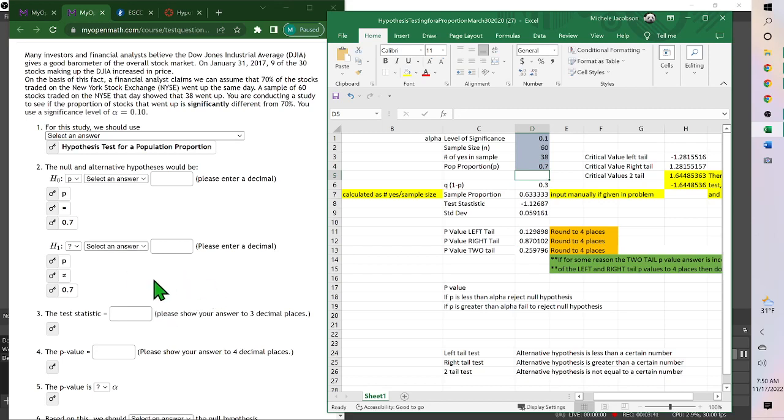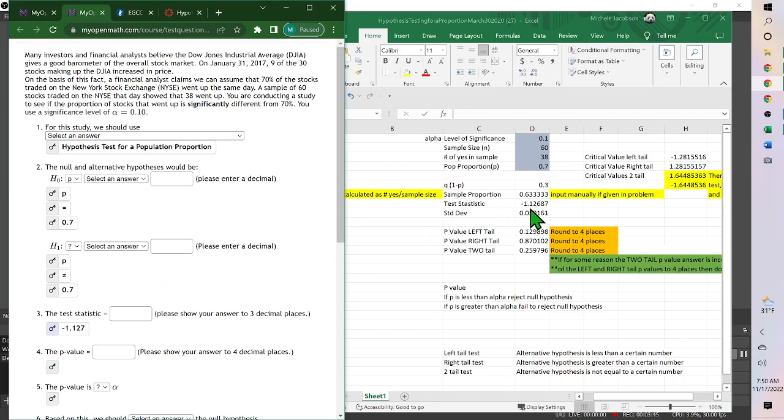And then it will give you the test statistic right here, negative 1.127. The p-value, you need to decide, not equal to is a two-tail. Left would be less than, right would be greater than. But since it's not equal to, it's a two-tail, so it's this one. So that's our p-value.